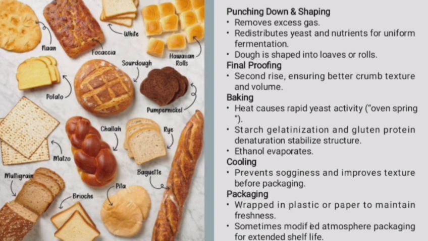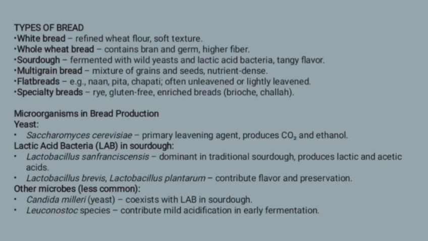Cooling is necessary to prevent sogginess and improve texture before packaging. Packaging is done by wrapping bread in plastic or paper to maintain freshness, and sometimes modified atmosphere packaging is used for extended shelf life. Bread comes in several types.